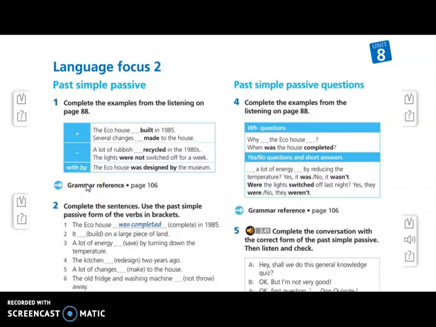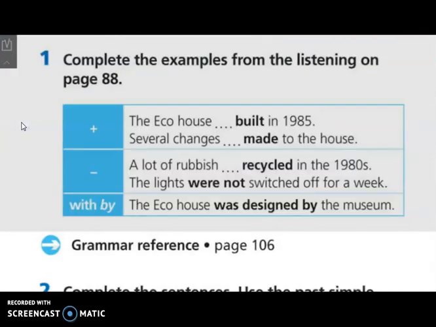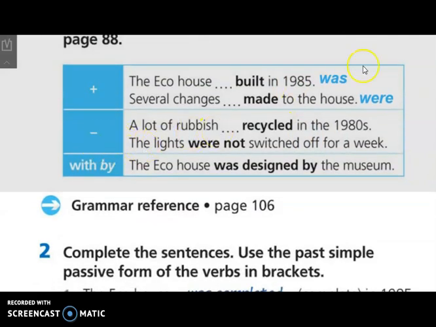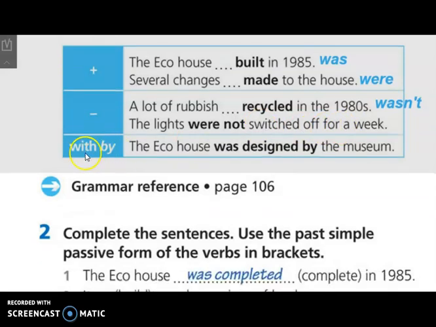Here in the first exercise we have to complete the examples from the listening on page 88. Let's start with the first sentence. The Eco House was built in 1985. Several changes were made to the house. A lot of rubbish wasn't recycled, and the lights were not switched off for a week. The Eco House was designed by the museum.